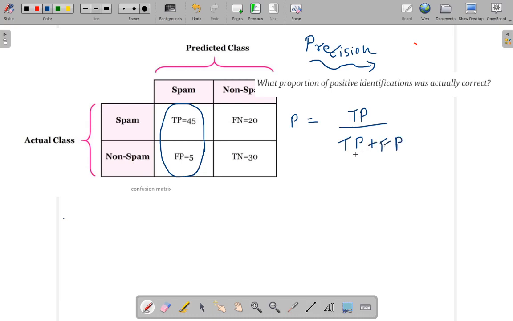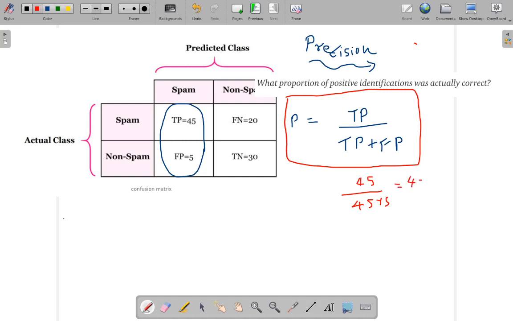All right. So that is the formula for the identification of the precision. Please remember this is quite important. You can get it from the confusion matrix. If you try to calculate this, it's 45 divided by 45 plus 5, which is 50. So basically 45 divided by 50 multiplied by 100. That's basically how you get your precision.